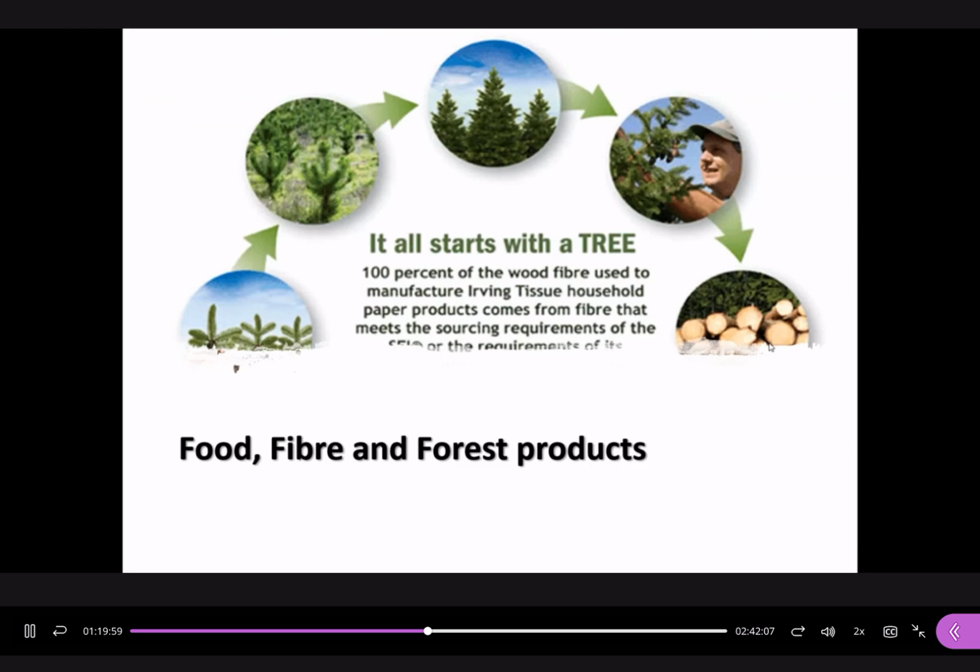The third part is about food, fiber, and forest products. This is mainly about the agriculture and forestry industry. So here we will talk about how climate change affects food, fiber, and forest. In the next class, we will also talk about this part from the economy perspective, because agriculture is an important part of our economy.